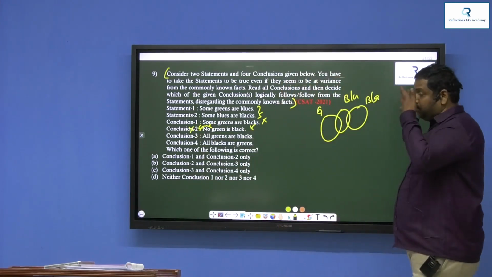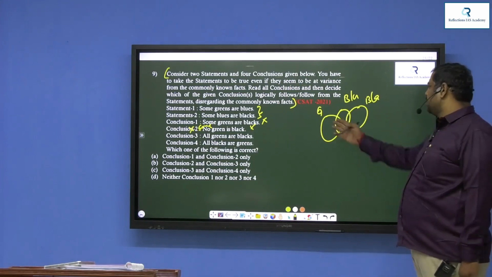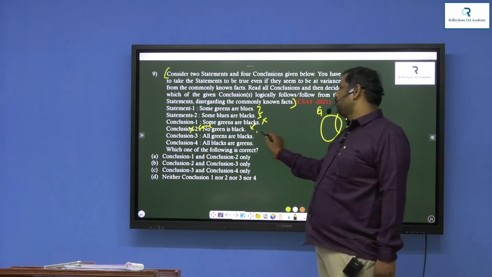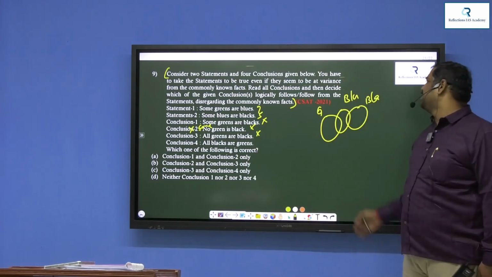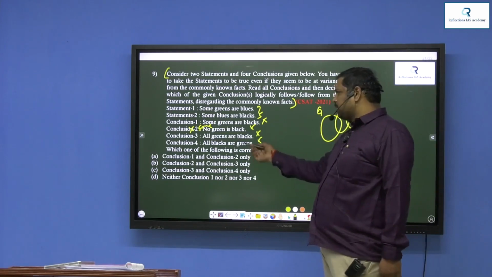Third one. All greens are blacks. Definite positive. Means from the basic I have to decide. All greens are not black. So third one is wrong. Fourth one. All blacks are greens. Again the same thing. Definite positive, not. Now observe the options.